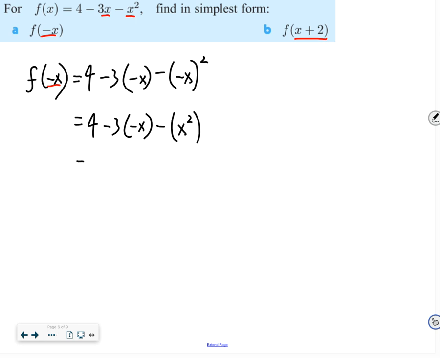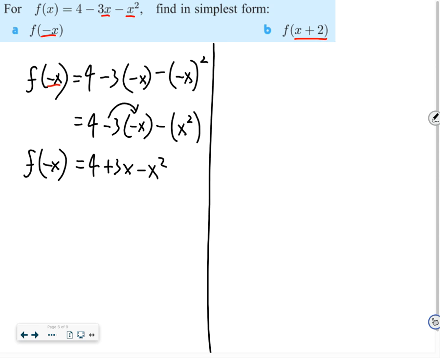Okay, and then over here I get negative 3. So this negative has to be distributed here. So negative times a negative is positive. So I get 4 plus 3x, and I get minus x squared. Here, my solution is an expression. I'm not getting a single number answer. So f of negative x is equal to 4 plus 3x minus x squared. Okay? So, same idea, but now, instead of inputting negative x, I'm going to replace everything on the right side with x plus 2.